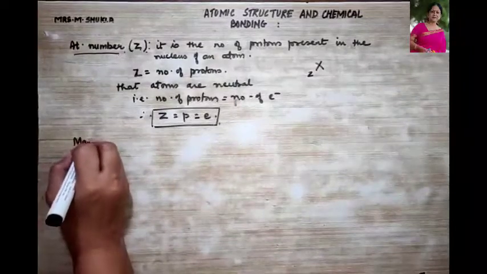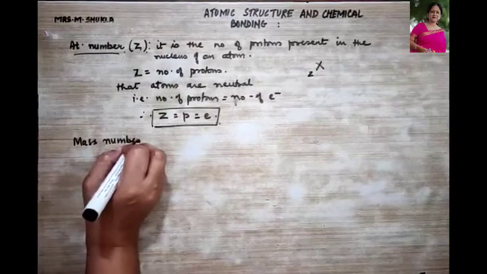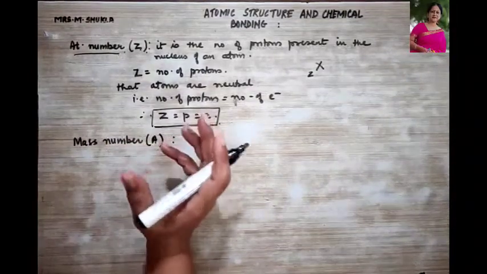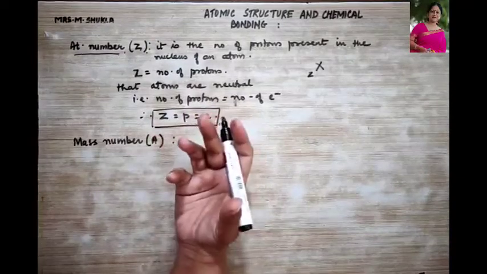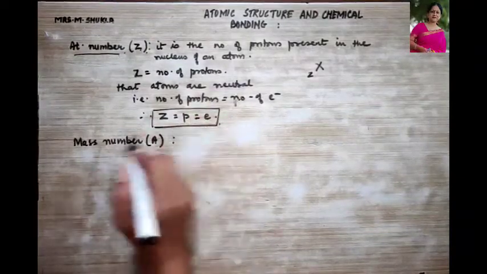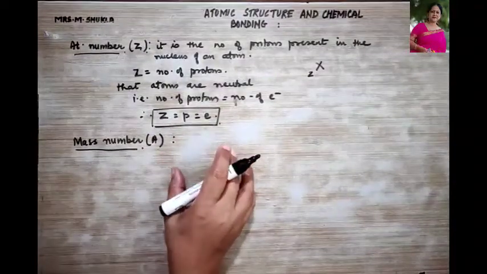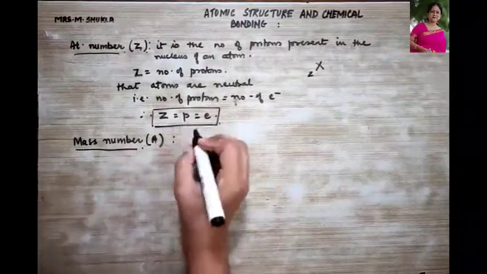Next we come to what is mass number. Mass number is represented by the alphabet A. Okay, so what is mass number? Where is the mass found? Mass is found in the nucleus, and what all is found in the nucleus? Protons and neutrons. So how can we define a mass number? It is the number of protons and neutrons present in the nucleus of an atom.